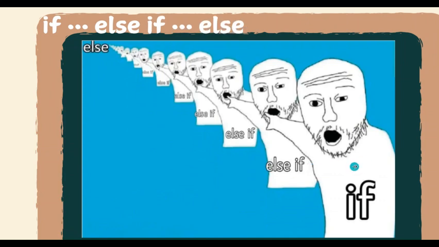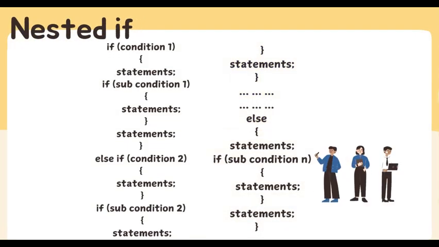Here is just a pic to explain it in a clear manner. Nested if: a single condition will have another sub condition. Here we can check, if condition 1 has a sub condition, these types of conditions are called nested if conditions. And we can also write sub conditions in the else if part and the else also.